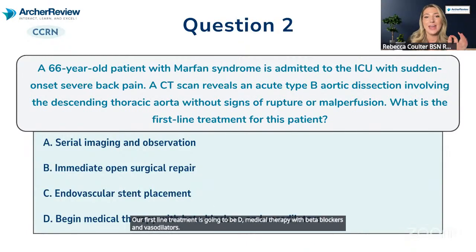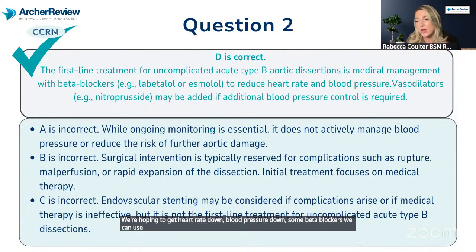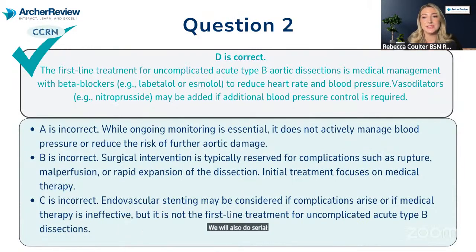We're hoping to get heart rate down, blood pressure down. Some beta blockers we can use are labetalol or esmolol. We can use vasodilators like nitroprusside. We will also do serial imaging for this patient, but it's not necessarily a treatment.